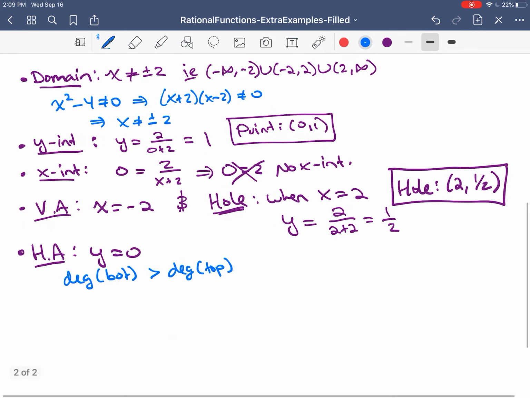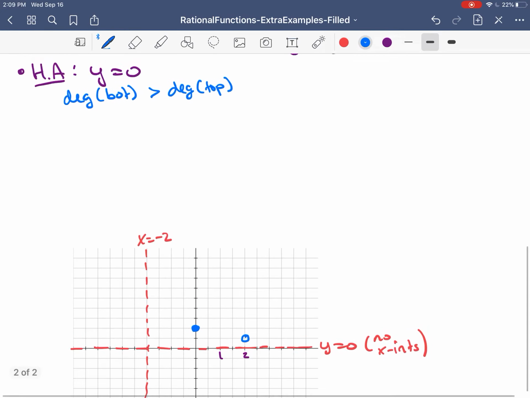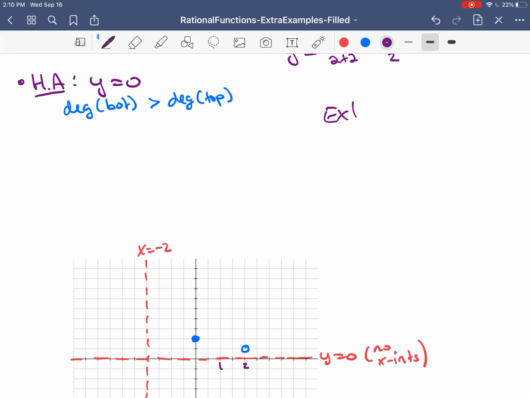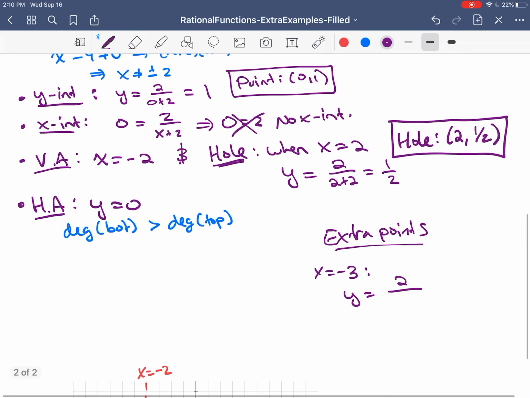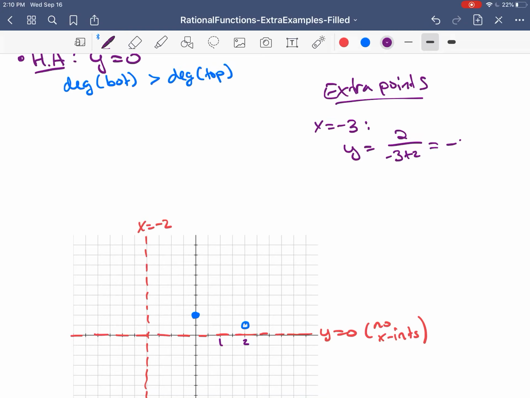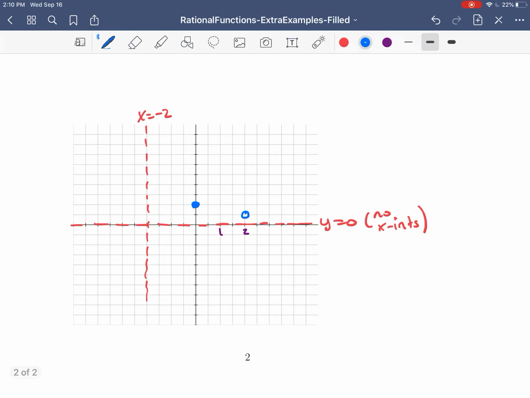And again, we probably could guess what it looks like at this point, but if you want to do some extra points, you can. It might be nice to have something smaller than -2, so -3. So we can use the simplified version, so that's 2 over -3 plus 2. So that's going to be 2 over -1, so -2. Okay, so at -3, we're at -2, so it's going to be down here.